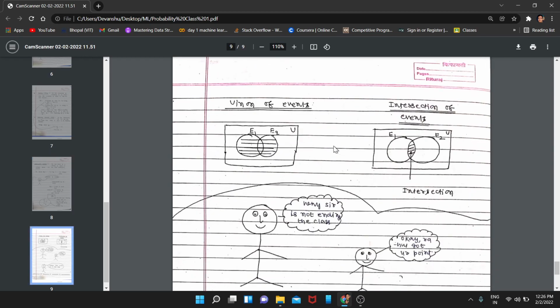You can see the union of event and intersection of event. The union of events E1 and E2 is defined by the mix-up of E1 and E2, the sum of E1 and E2. If you sum up the event E1 and event E2, that is known as union. This is a simple definition. The common elements between E1 and E2 are known as the intersection.